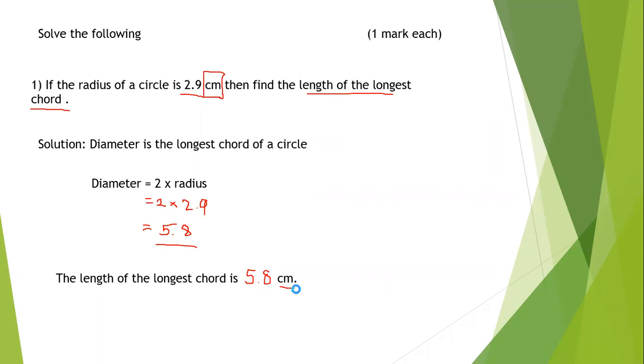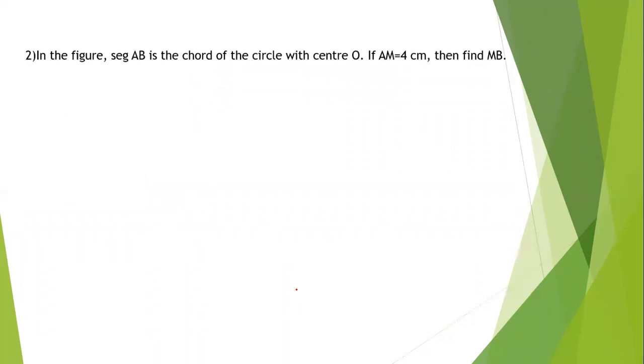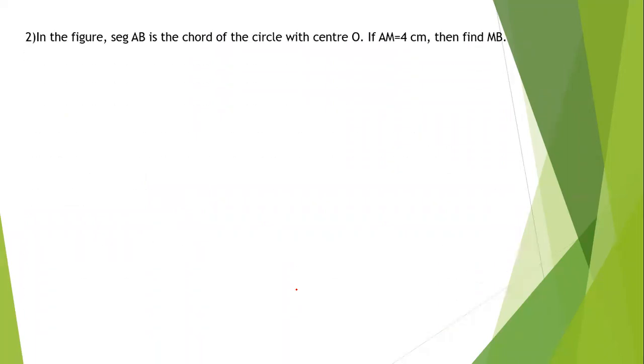Now let us move to sum number 2. In the figure, segment AB is the chord of the circle with center O. If AM is equal to 4 centimeter, then find MB. So let us understand this sum with the help of the figure. You can see the figure on your screen.